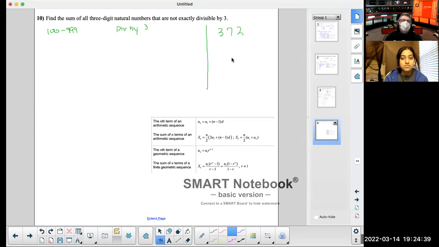Okay, 372. It is divisible by 3 because the sum of its digits, 3 plus 7 plus 2, is 12. And 12 is divisible by 3. So if the sum of the digits of any number is divisible by 3, then the number itself is divisible by 3. 9, 7, 5, 4. 16, 21, 25. Nope.